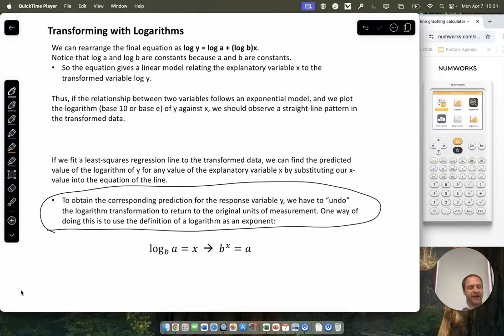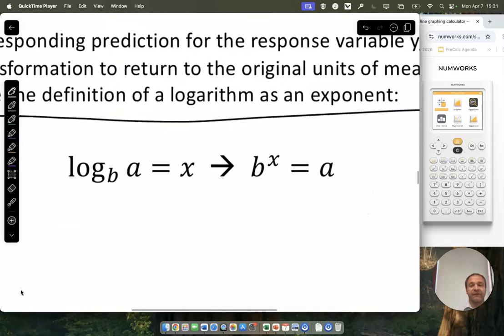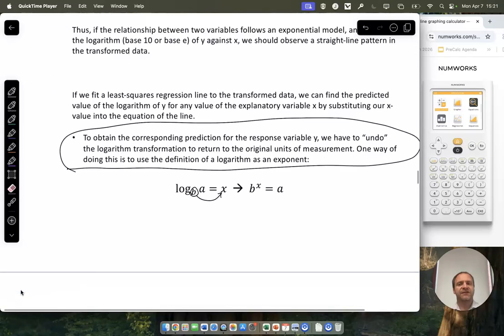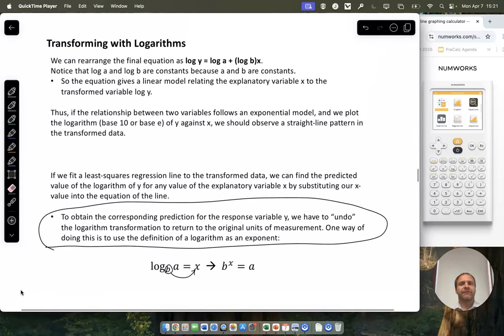And so again, back from your algebra classes, log base b of a, b is my base, equals a power. So log base b of a equals x, b is my base, x is my power, so b to the x equals a. We're going to use that to help us out with some of our solving as we go through. But the main idea is we have a transformed equation which allows us to create a linear pattern, but when we're solving for the predictions, we need to undo the operation to get the actual units we're working with.